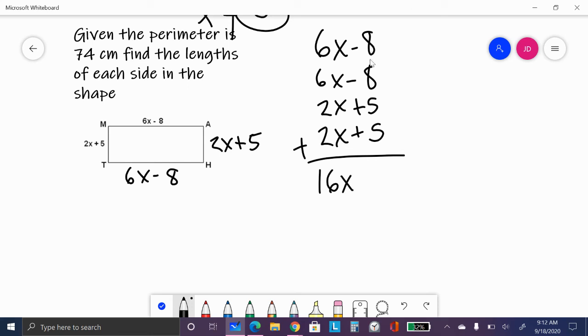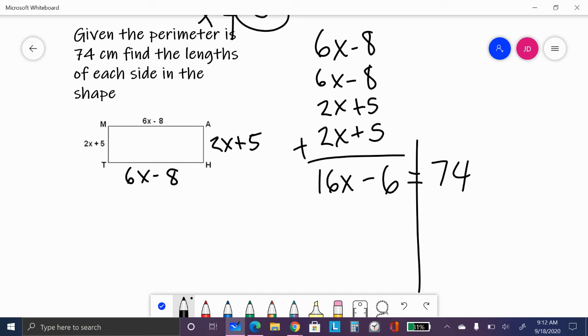Then you add up all these. Negative 8 plus 5 plus 5 is 2. Equals the perimeter, which is 74. Right? How do I know the perimeter is 74? The word problem tells us. Given the perimeter is 74. So I add up all the sides. And again, you don't have to do this. You could figure it out. Hey, 6x, 6x, 2x, 2x is 16x. Negative 8, 5, and 5 is negative 6.